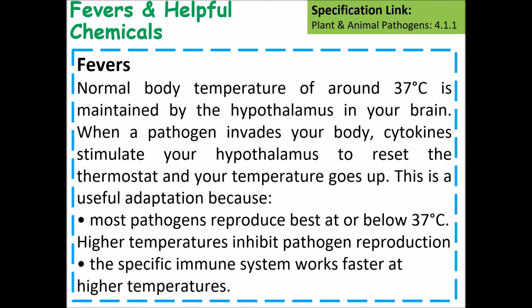Another type of non-specific response is a fever. Normal body temperature is around 37.5 degrees, and is maintained by the hypothalamus. When a pathogen invades your body, cytokines stimulate your hypothalamus to reset its thermostat and your temperature goes up. Most pathogens reproduce best at around 37 degrees or below, so higher temperatures inhibit the reproduction of those pathogens. The specific immune response also works better at higher temperatures.